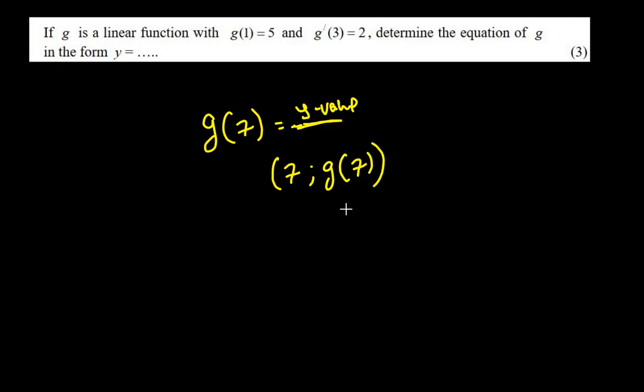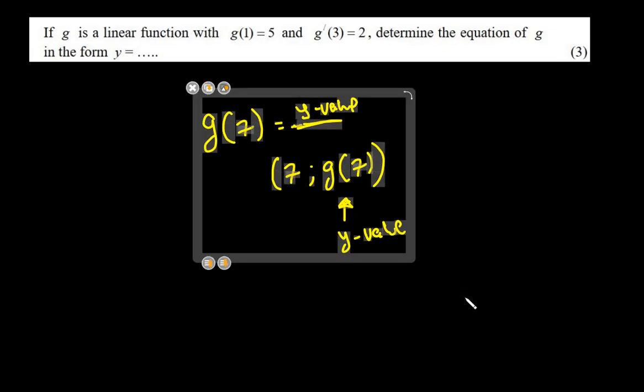So let's say g of 7. g of 7 means the answer that I get here is the y value when x is 7. So as a coordinate I can say my x is 7, my y is g of 7. Are we clear? Remember, this one here is the y value when x is 7. I hope that was clear. So let's tackle these questions here.